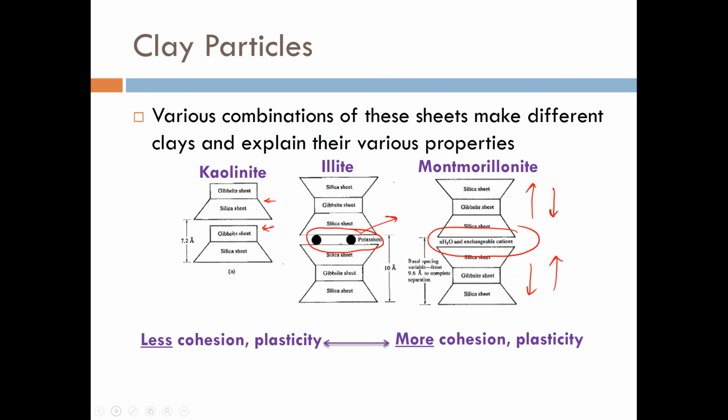So in general, when we talk about kaolinite, we're talking about a clay that isn't very sticky. It doesn't have a lot of cohesion. It's not very plastic. And if we move to the right to a clay like montmorillonite, then we're talking about a clay that's very sticky and very plastic, very moldable. And so all the clay minerals tend to fall in between the kaolinite and the montmorillonite in terms of behavior.